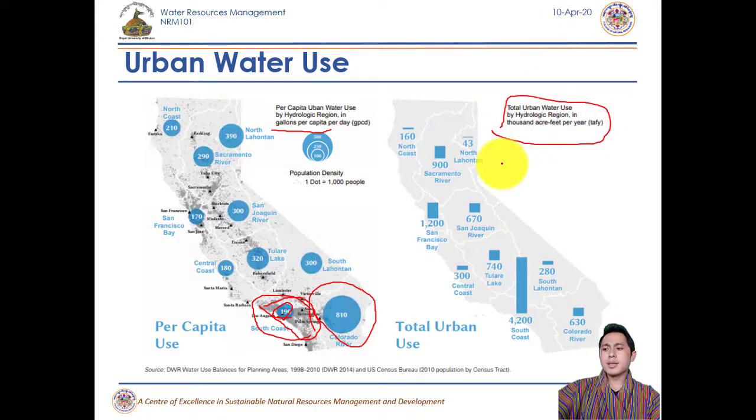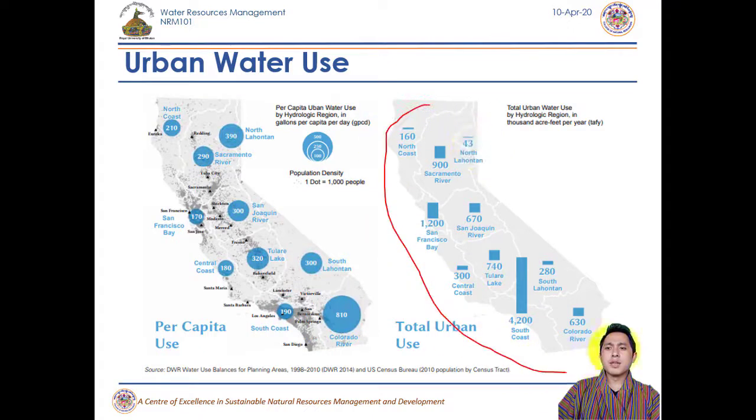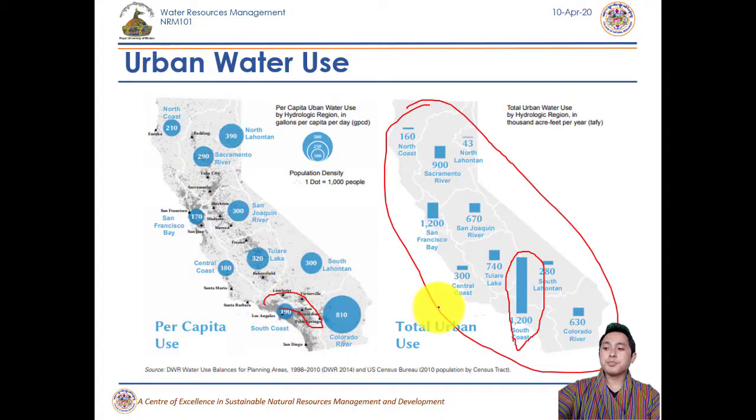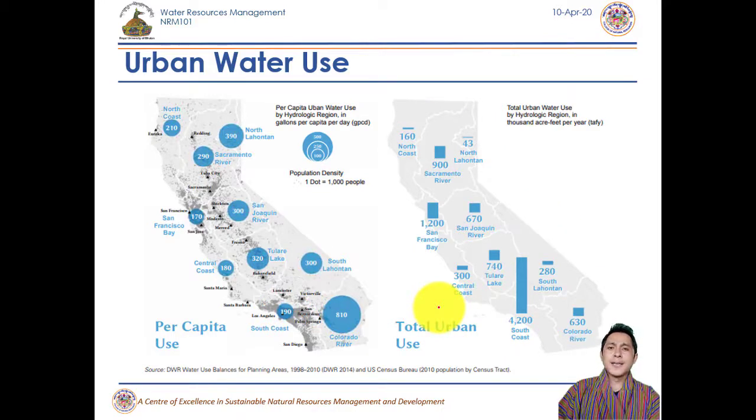Let's go to per year consumption. The figure over here shows the per year consumption. Though per capita per day is less in the Los Angeles area, still the south coast, which has lots of population density, is actually giving a high water use. This water use is expressed in 1,000 acre feet per year, that's TAF, and GPCD is gallons per capita per day.